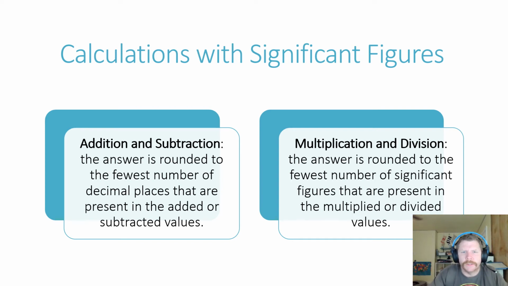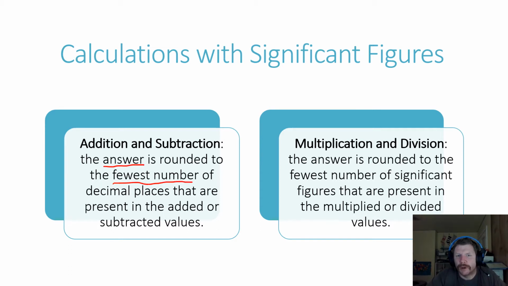So we've just discussed identifying significant digits or significant figures, and now we're going to be talking about utilizing them and how you need to address them when you're doing an addition or subtraction problem versus a multiplication or division problem. For addition and subtraction, the rules are basically the same. The answer you come up with is rounded to the fewest number of decimal places present in the added or subtracted values.